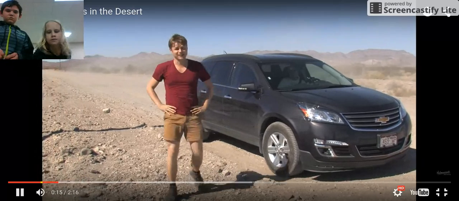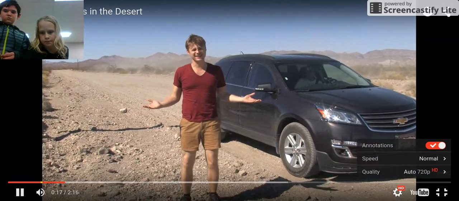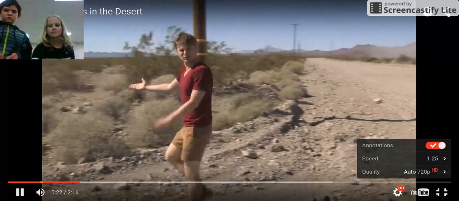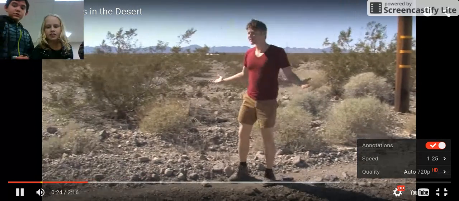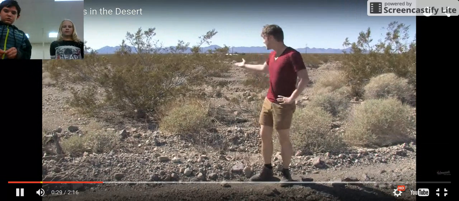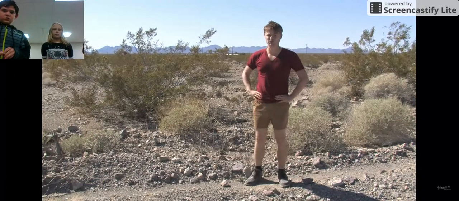Wow, it's hot here. How can anything live here? But look, there's lots of plants growing in the sand. How can anything grow here when it is so hot and dry? These plants are called creosote bushes.